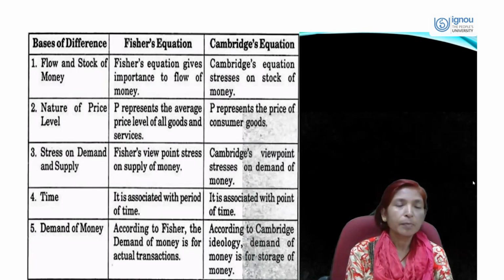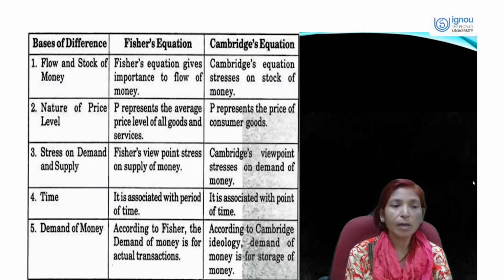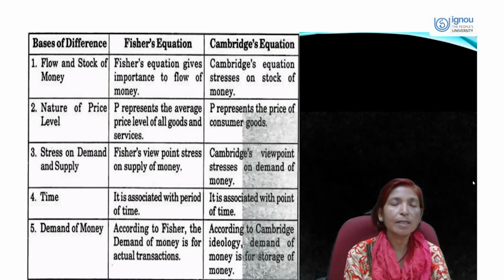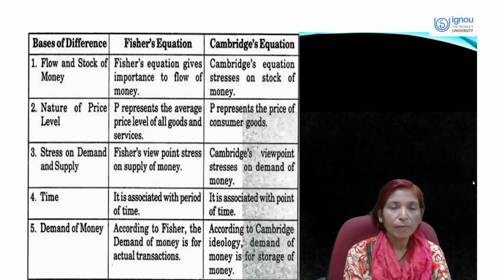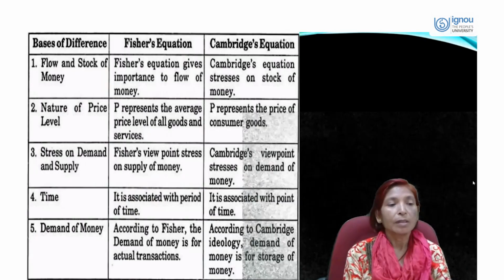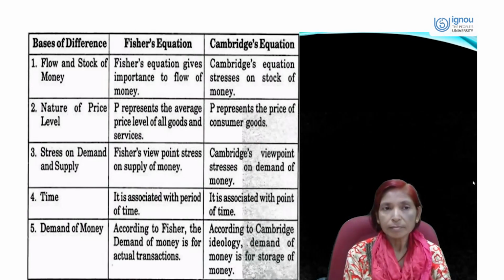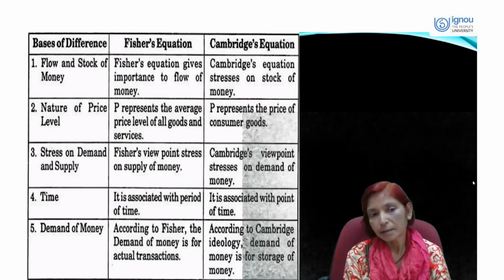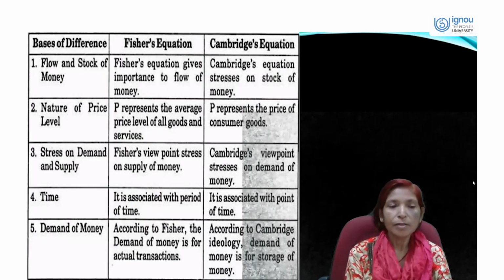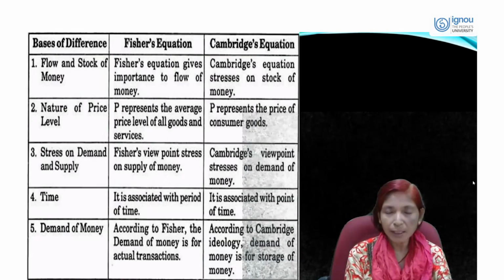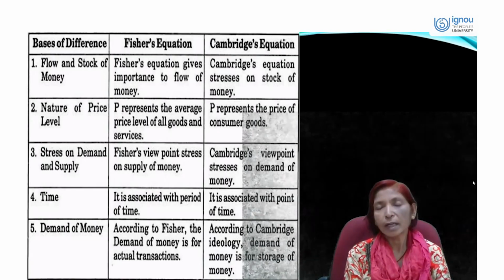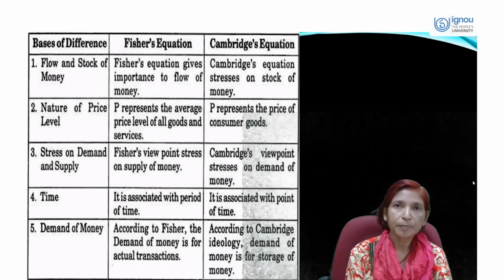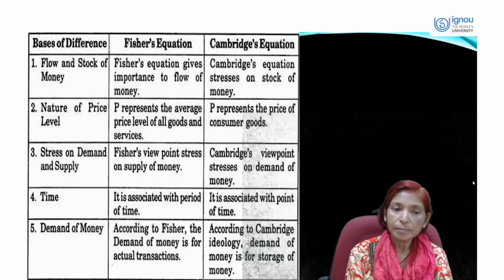Now the next difference point is stress on demand and supply. Who gave main stress on money demand and who gave main stress on money supply? Fisher's equation gave more stress on money supply, and the Cambridge University equation gave more stress on money demand. So Fisher's viewpoint stresses the supply of money, and the Cambridge viewpoint stresses the demand for money.